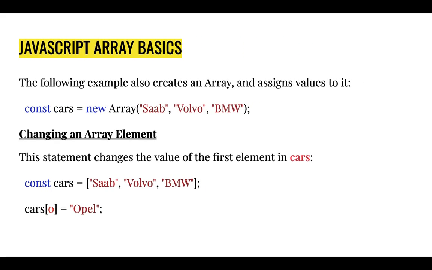The following example also creates an array and assigns values to it. That is by using the new keyword followed by Array, normal brackets, and followed by the elements of your array. So you can also do things like changing an array element. In this example, we want to change this element. Currently, what we have is Saab, so we want to change it to Opel. What you just need to do is to get the name of the array, which is cars, followed by the square brackets, and then the index of the element that you want to change.